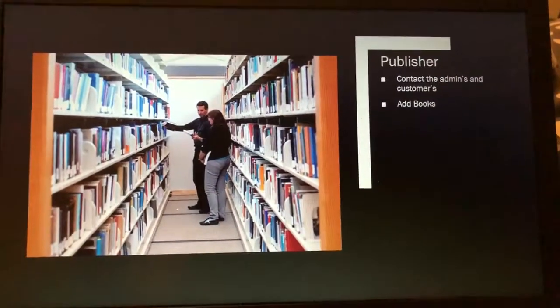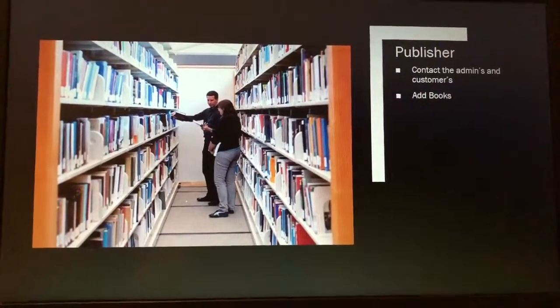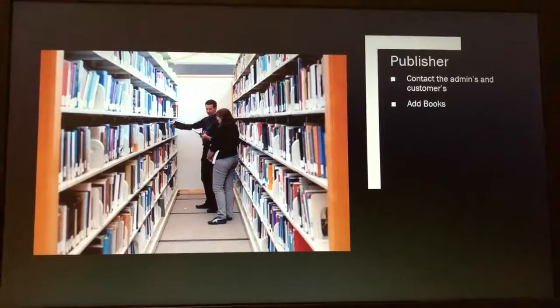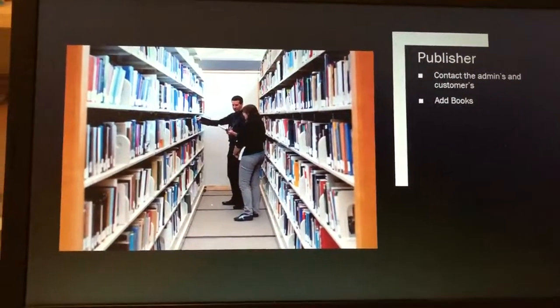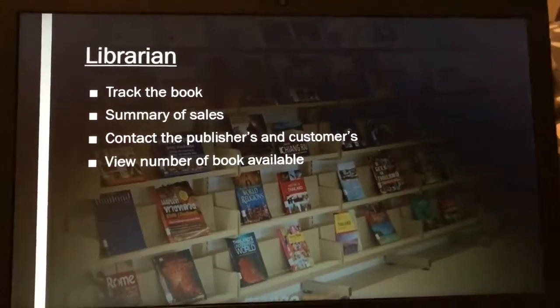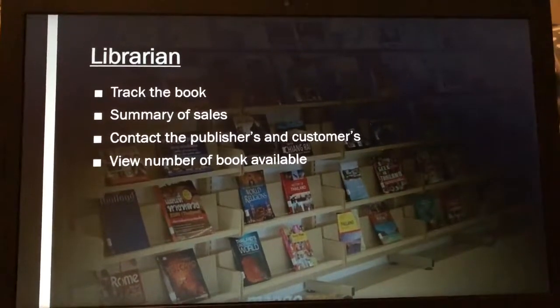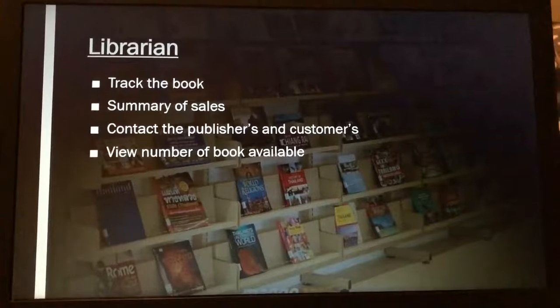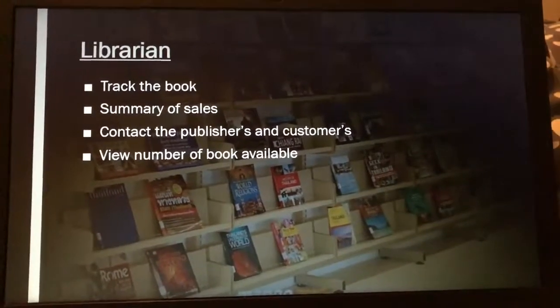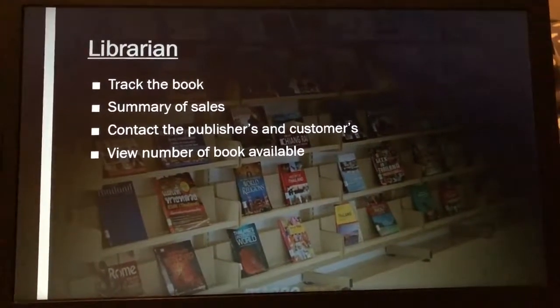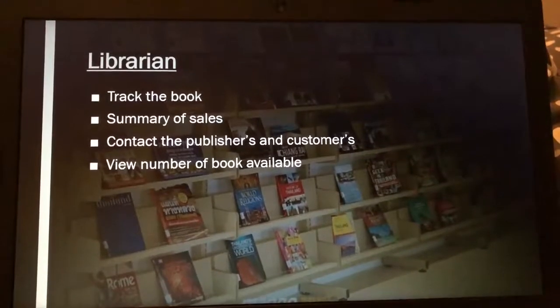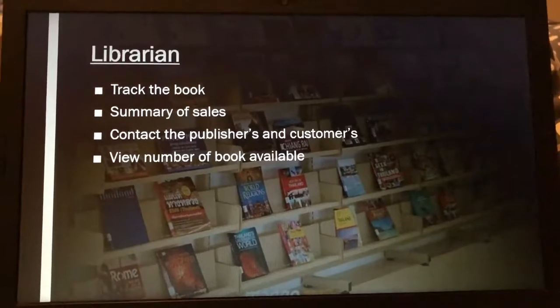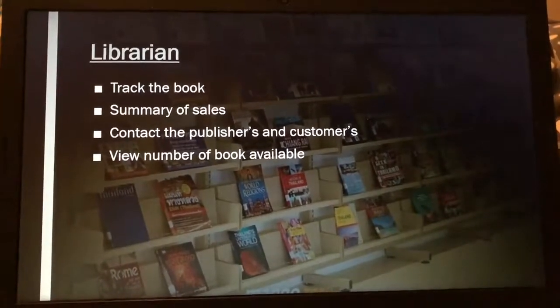For the publisher, they can contact the admin or the customer, and they can add a book for publishing. The librarian can track the book when the customer rents it, and they can make a summary of sales. They can contact the publisher and the customer for any information, or they can see the number of books available also.